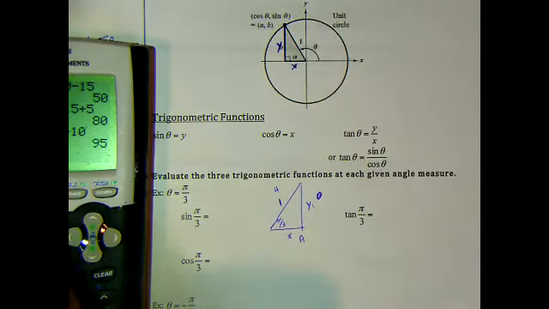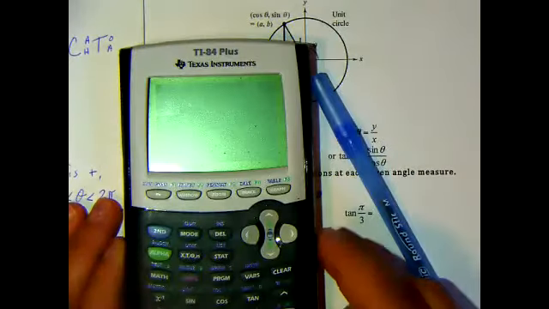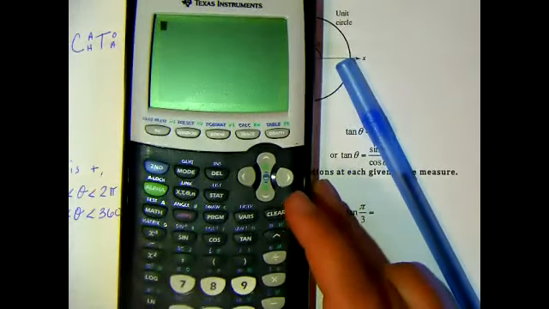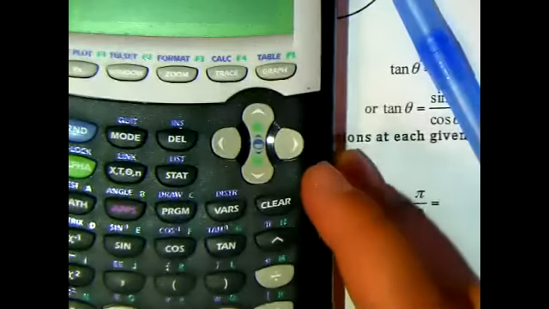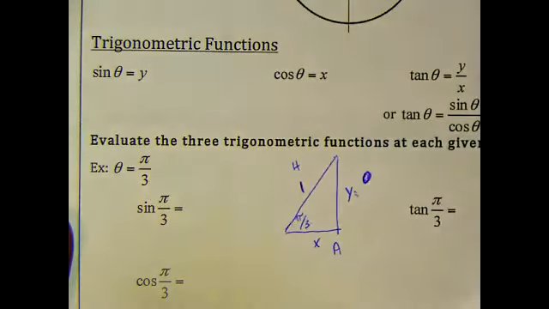So really quickly, let's talk about how we make sure our mode is in the correct setting. We need radians here, right? Because we're talking about pi over 3.